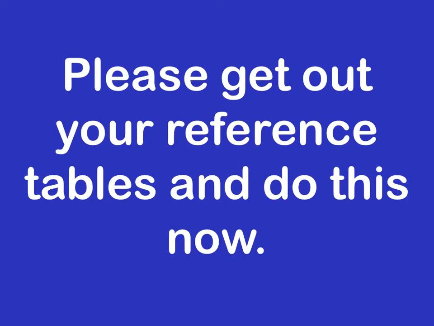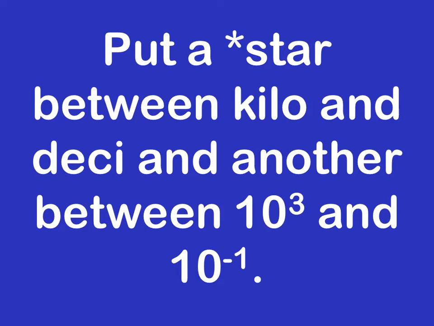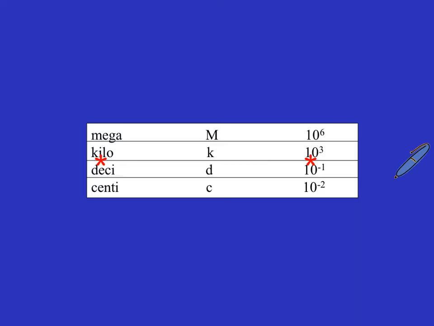If you have your reference tables out, which you need to do right now, because I'm going to have you add this to your actual reference tables, so get your reference tables out. You're going to put a star between kilo and deci on the chart, and also put one between 10 to the third and 10 to the minus 1. So you can see that illustrated right here, the star between kilo and deci, and the star between 10 to the third and 10 to the minus 1.